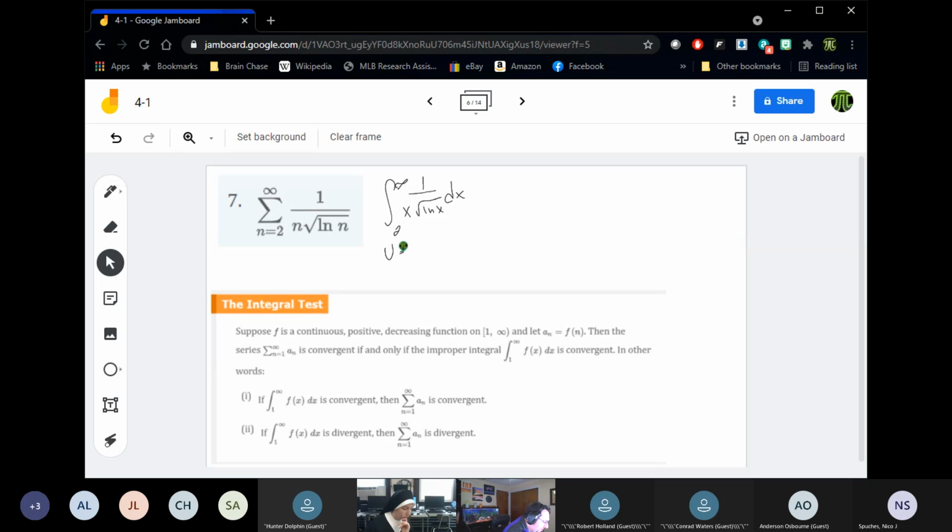If you just make it ln of x, then du is just 1 over x, which I already have, and then I can just deal with the square root of u. That's not that big of a deal. So this is going to go from 2 to infinity of u to the negative 1/2 power du. So that's 2u to the 1/2. So I have 2 square root of ln of x, and I'm doing that from 2 to infinity.